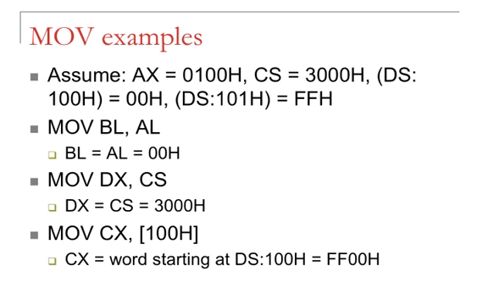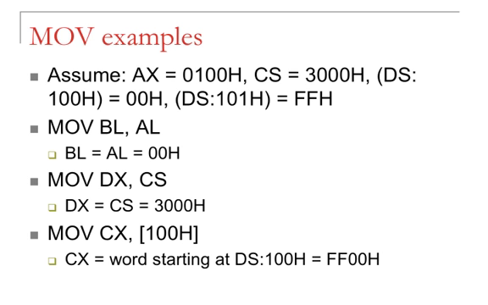Okay, the third instruction, move CX, comma, bracket 100H, ending bracket. So we know here we're going to do the data copy, and the source operand is a memory operand, because of the bracket. That's why I know it's in memory. And the destination is CX.